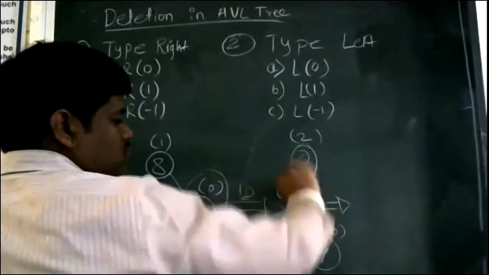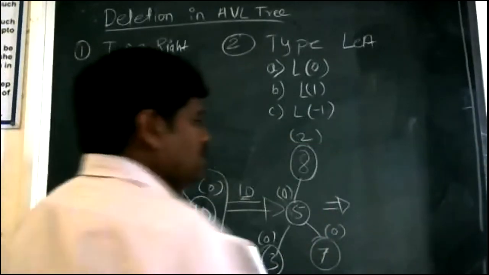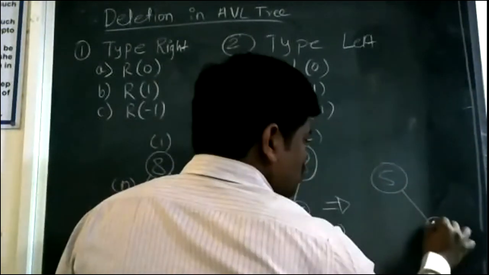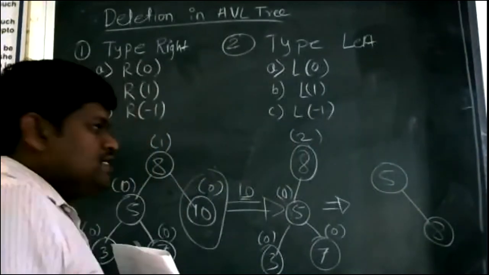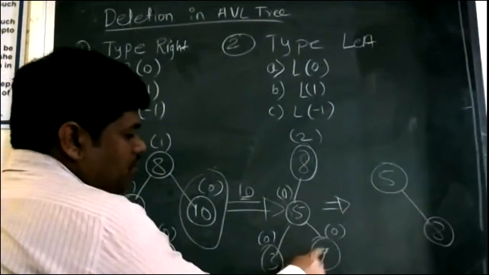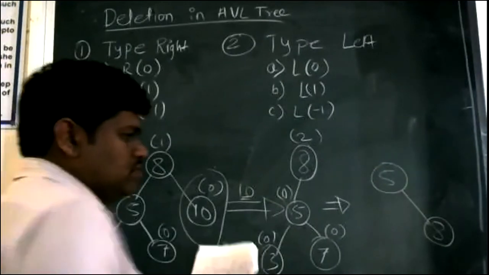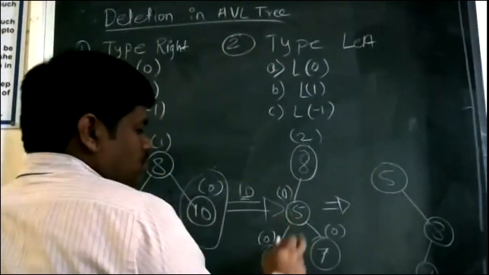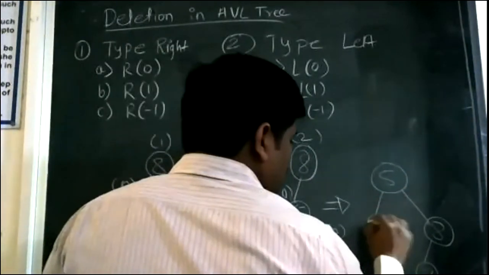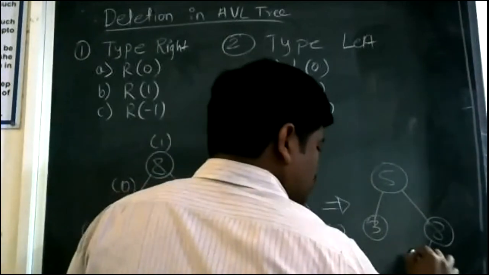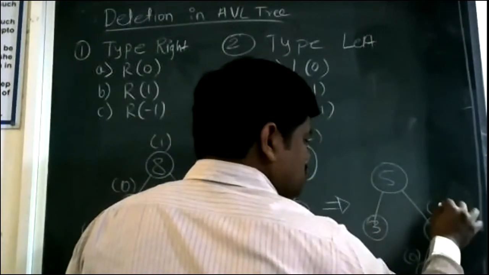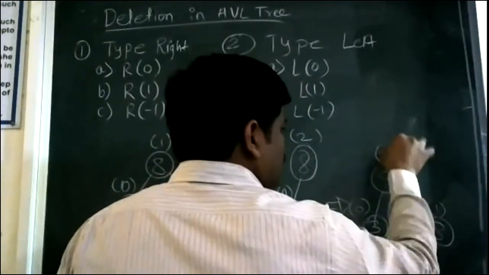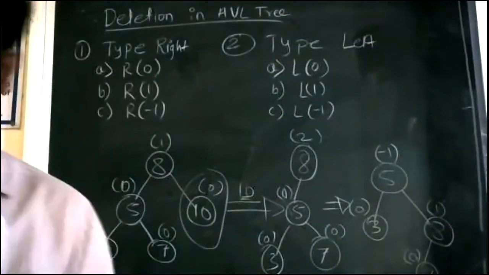After performing it, 5 will take the ownership of 8, right? So 5 will take the ownership of 8. Now 8 will go to the right side of 5, and 7 will go to the left of 8, and 3 will remain. So what is the balance factor of 7 here? What is the balance factor of 8? What is the balance factor of 5? Now it is balanced. Yes.